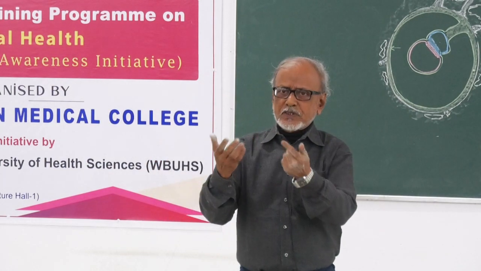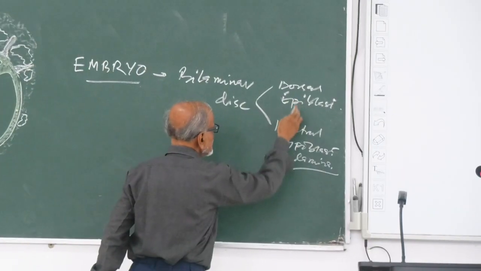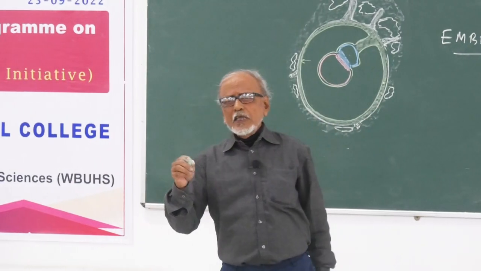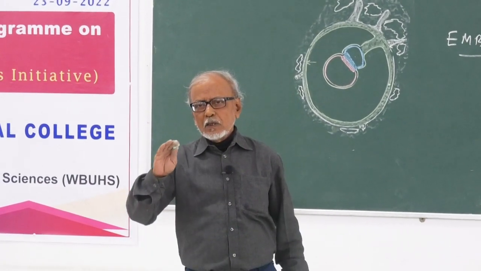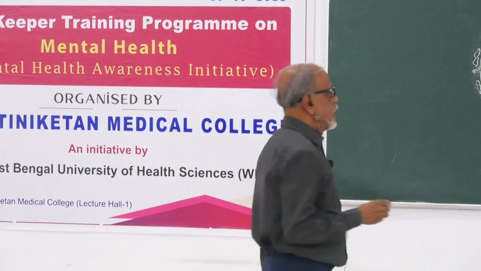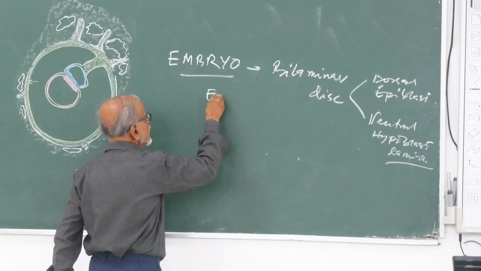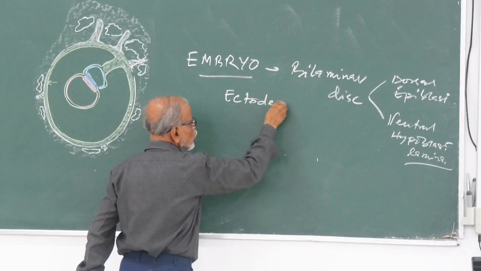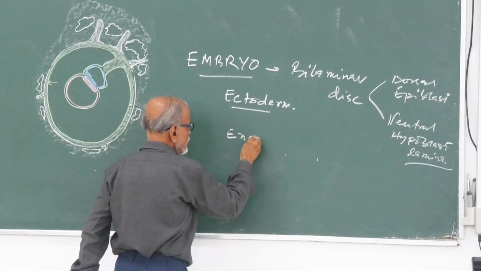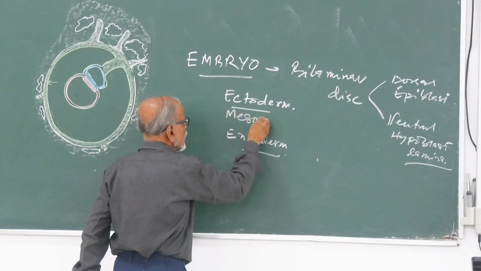Now the three germinal layers that will evolve from these layers, the three germinal layers that will evolve in the third week, and those are the foundational layers of the embryonic body. The three layers are, dorsoventrally, ectoderm. The ventral one is endoderm, and in between we will find the mesoderm.